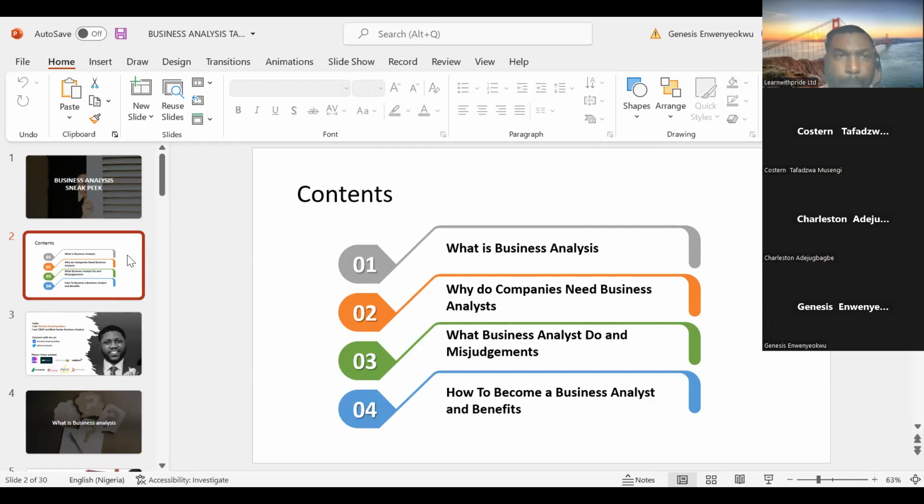And then we'll look at how you can actually become a business analyst. What are the benefits you stand to gain from being a business analyst?